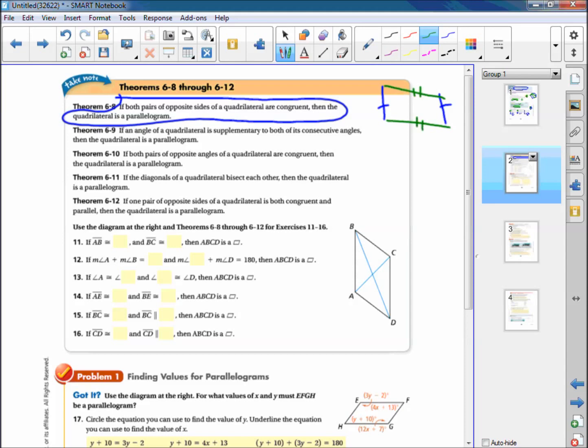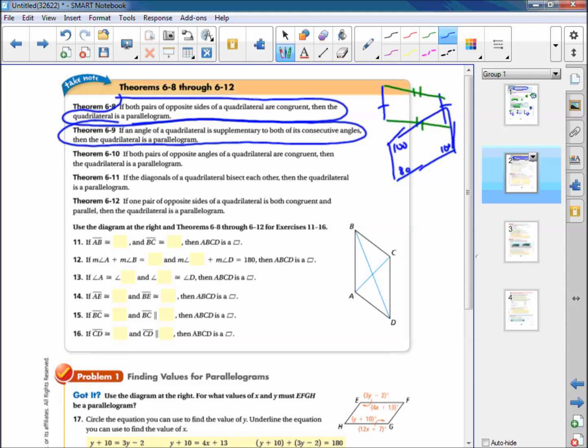Okay? If an angle of a quadrilateral is supplementary to both of its consecutive angles, then we're going to have a parallelogram also. Okay, so if this angle over here, maybe we'll call it 80, and this angle right here, maybe we'll call it 100. See, these are supplementary, and then the other way for 80 would be up here. Okay, this would have to be 100 also. When you're done, you're going to end up with a parallelogram again.